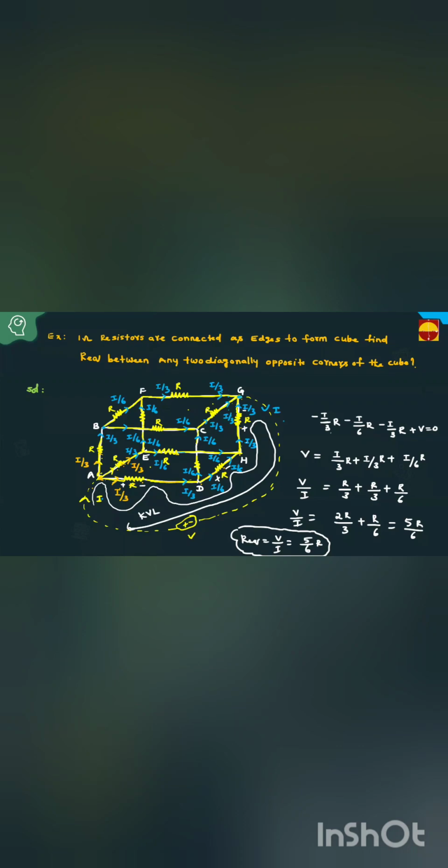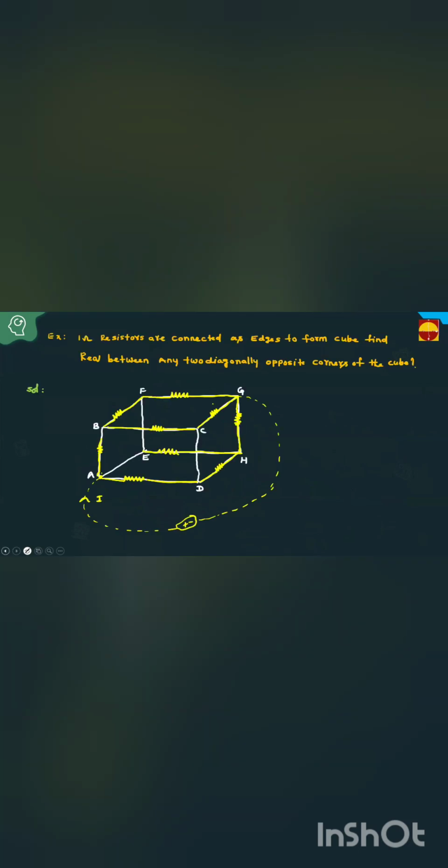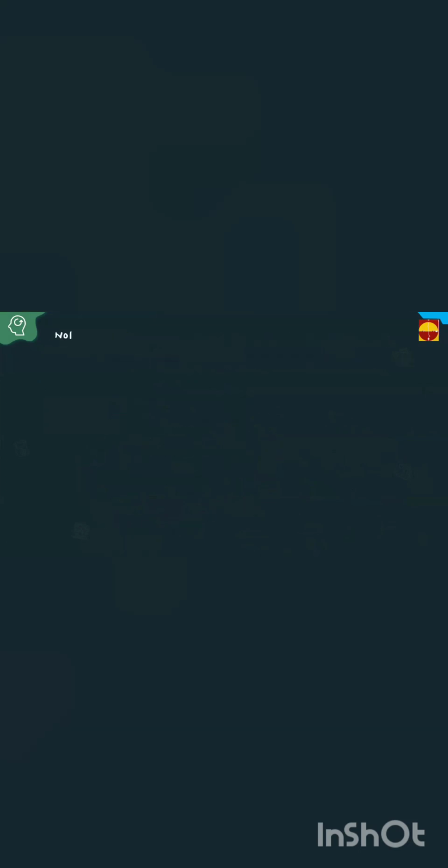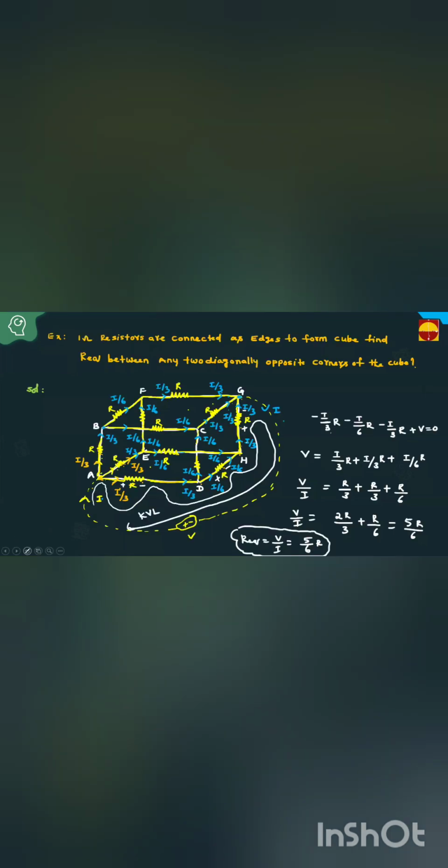It is 5 by 6. But in this problem not only resistance, they can give the inductance, the capacitance, or the conductance. The same method is followed. But a point to remember, friends, note this: diagonally opposite corners of the cube.